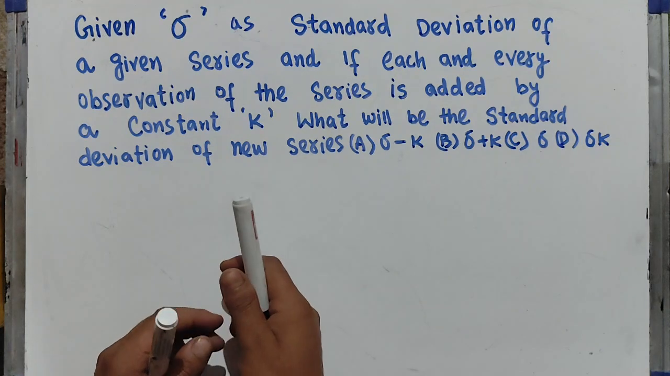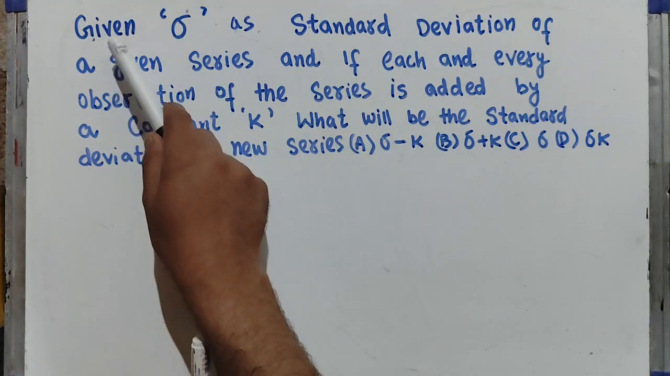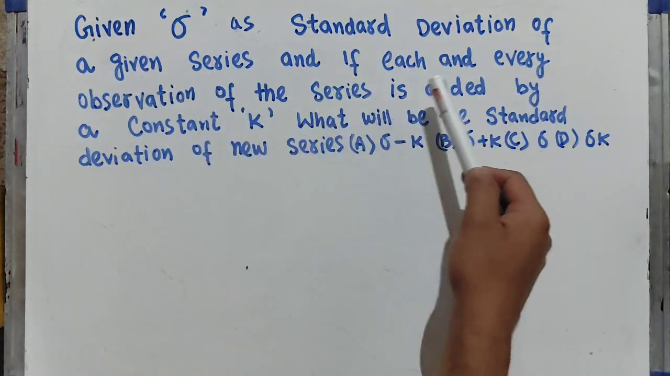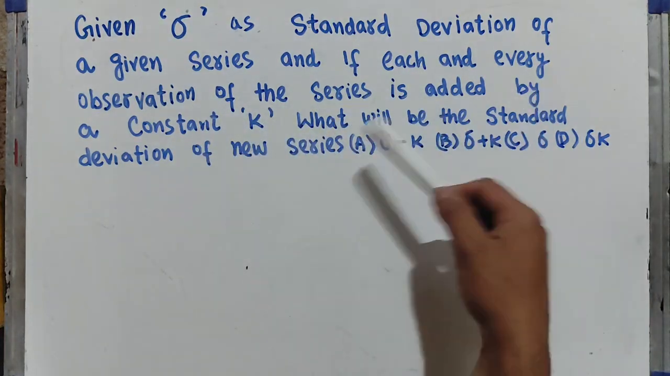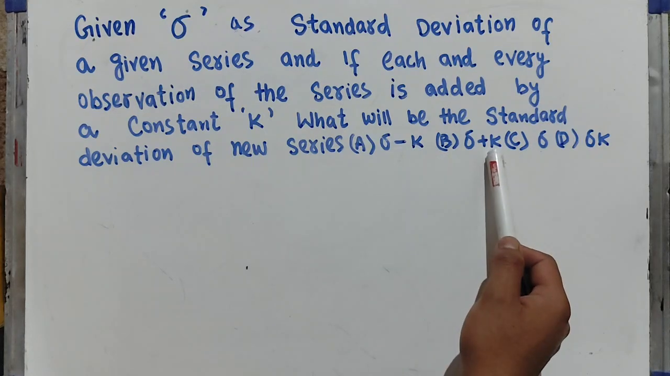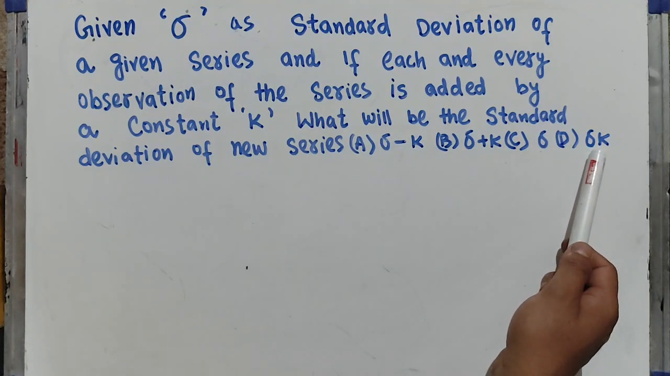In this video, we will solve a question on standard deviation. The question is: given sigma is the standard deviation of a given series, if each and every observation of the series is added by a constant k, what will be the standard deviation of the new series? Options are: A, sigma minus k; B, sigma plus k; C, sigma; option D is sigma times k.